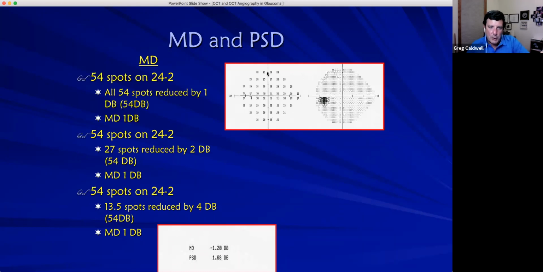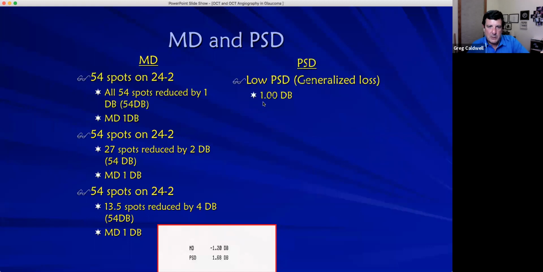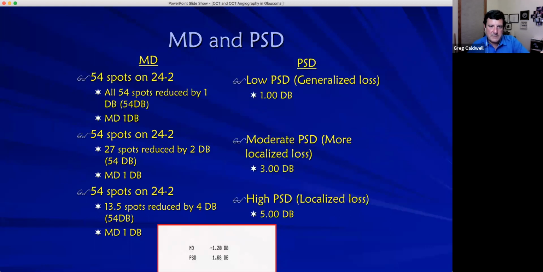So if I had a quarter of them that were decreased by 4, that 13.5 times 4 is still 54. All those scenarios, again, equal a mean deviation of 1. But what I'm trying to show is what pattern standard deviation does, because when the whole field is involved, your pattern standard deviation is low. But when it starts to become more localized, the pattern standard deviation starts to go up.